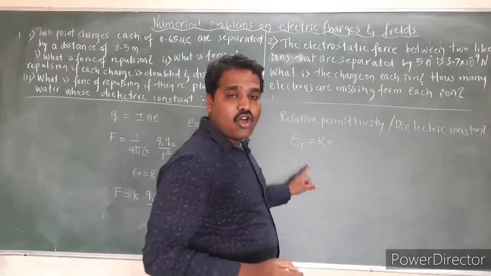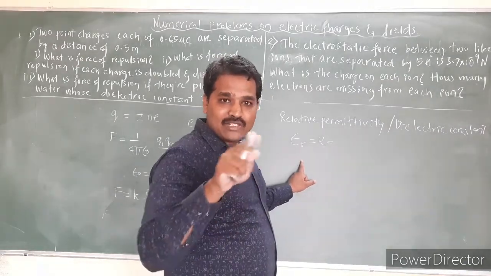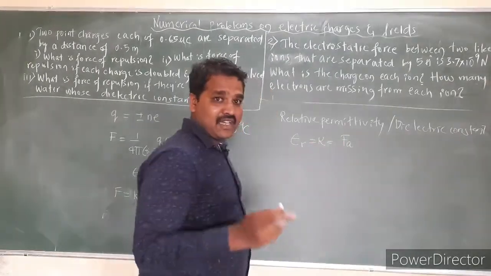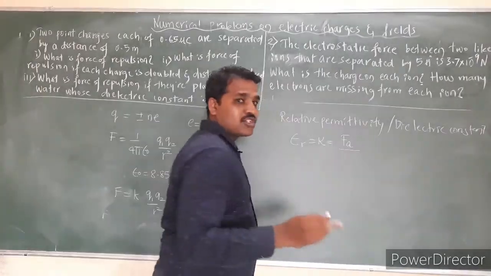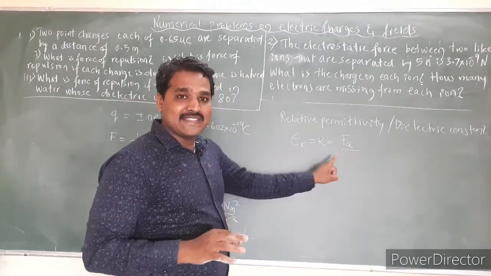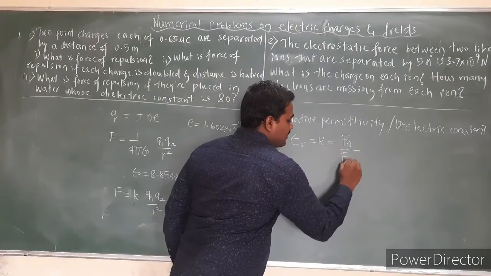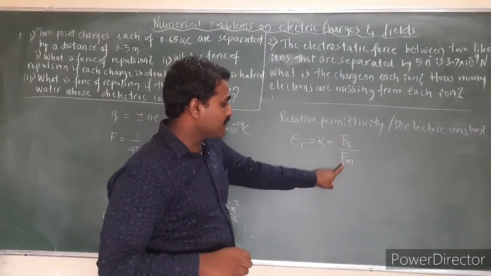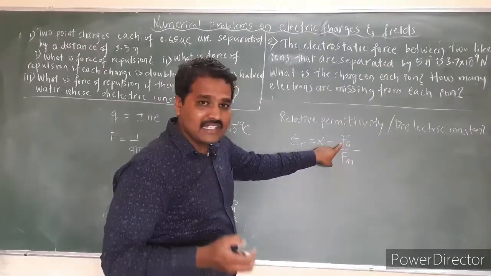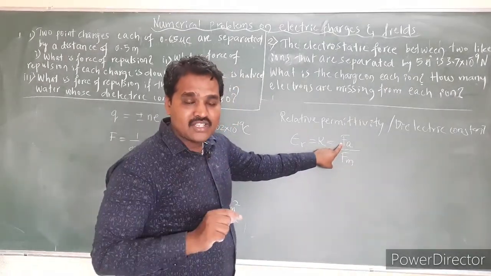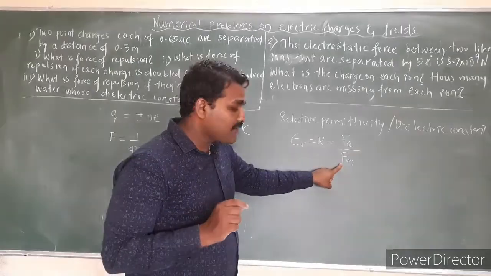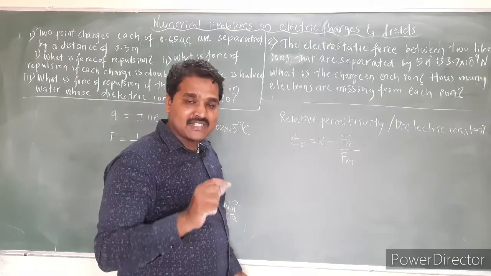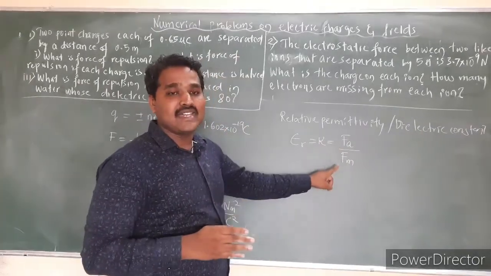That is the ratio of the electrostatic force between two charges when those two charges are placed in air, and the electrostatic force between the same charges placed at the same distance in some other medium. So this epsilon r is equal to Fa divided by Fm, where Fa is the electrostatic force between two charges when they are placed in air, and Fm is the electrostatic force between the same charges placed at the same distance in some other medium other than air.